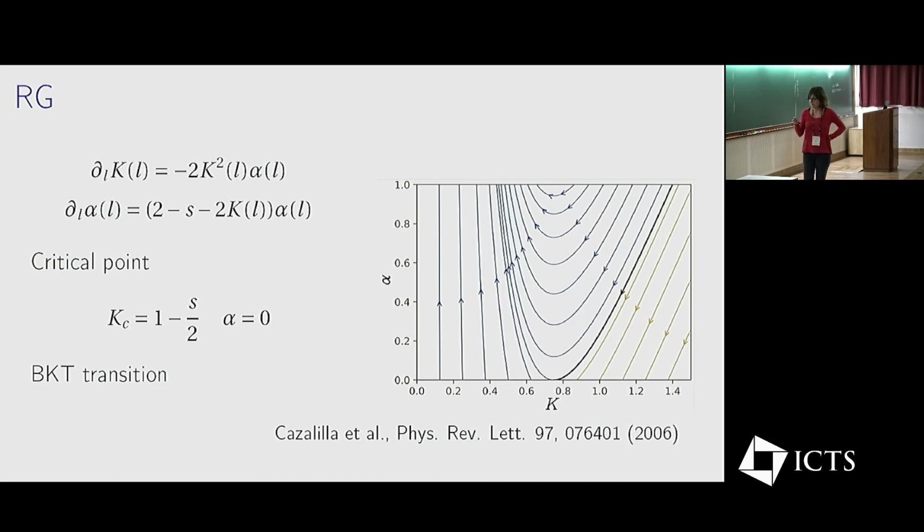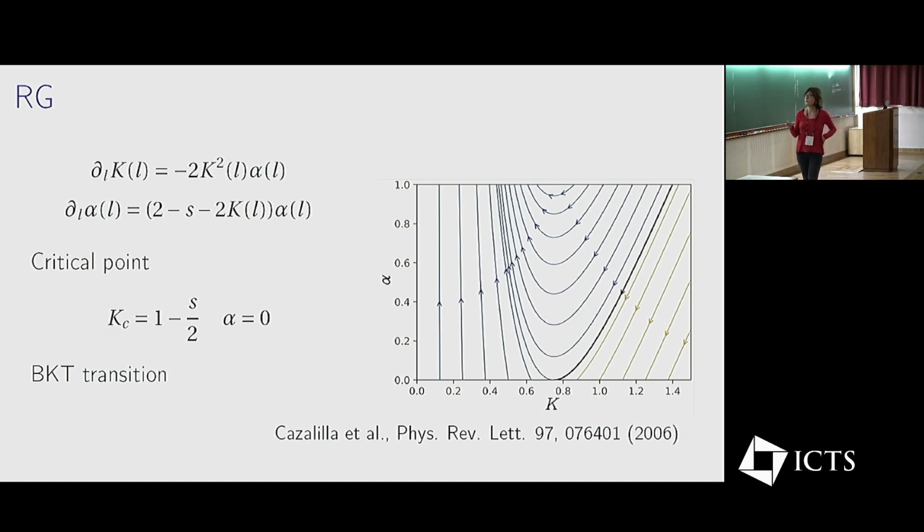So these are the results of the RG computation. I should acknowledge that Miguel Cazalilla and his collaborators studied this problem before us in some context, and they derived the RG for this problem. And so you have a flow for the Luttinger parameter and the interaction with the bath.